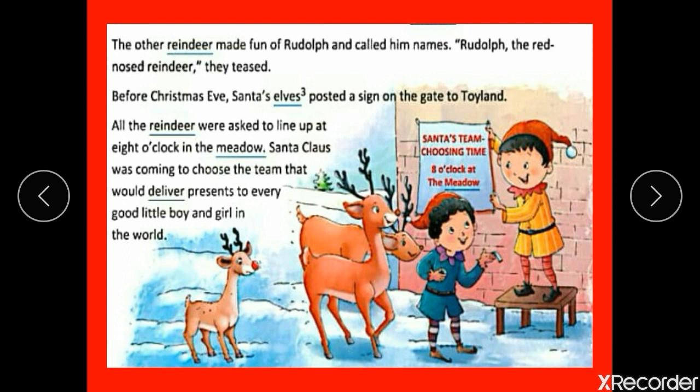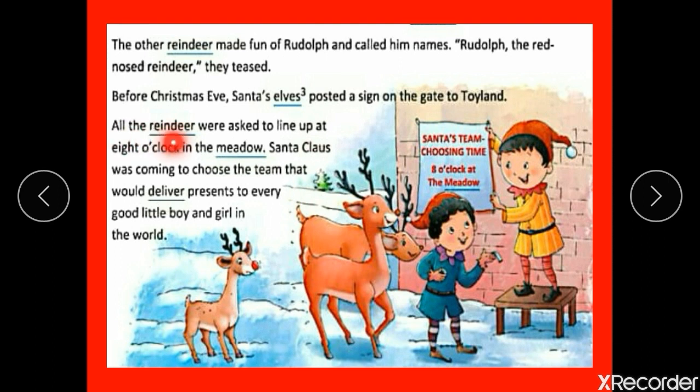Elves. They are called elves. Elves means small creatures in stories with pointed ears. These elves posted a sign on the gate to Toyland. What was the sign about?